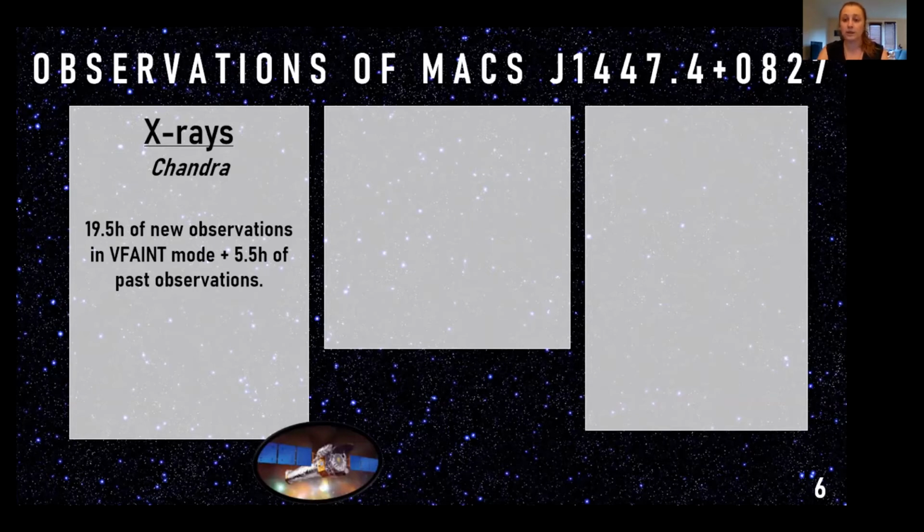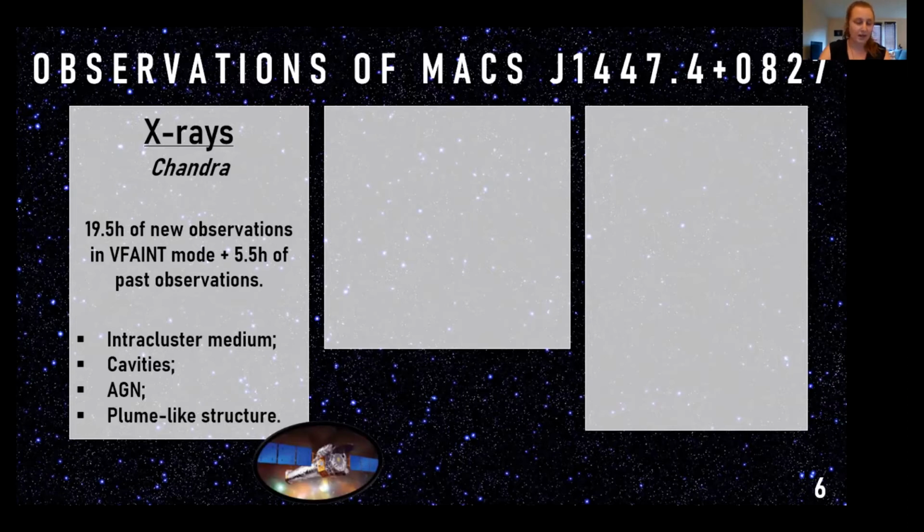Since we are conducting a multi-wavelength study, I will just enumerate the structures in our cluster that we can see at this wavelength. We can see the intracluster medium, the cavities, the active galactic nucleus, as well as the plume-like structure. The plume-like structure, I'll explain in more detail in a few slides.